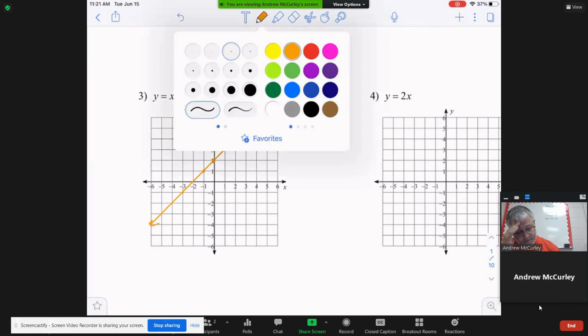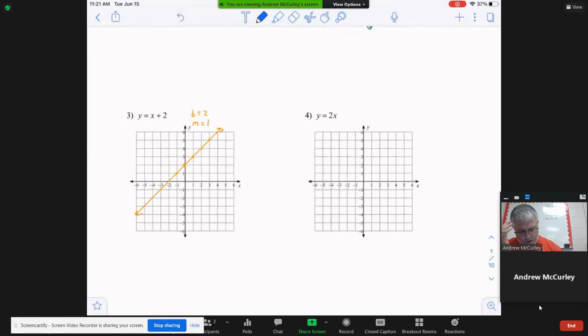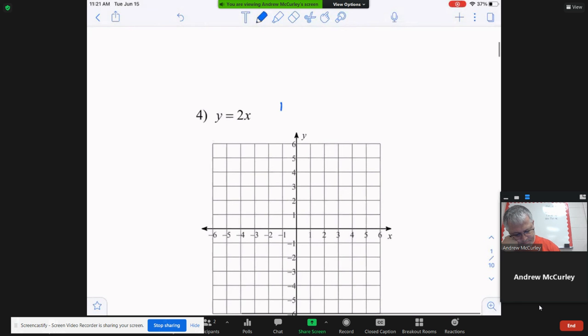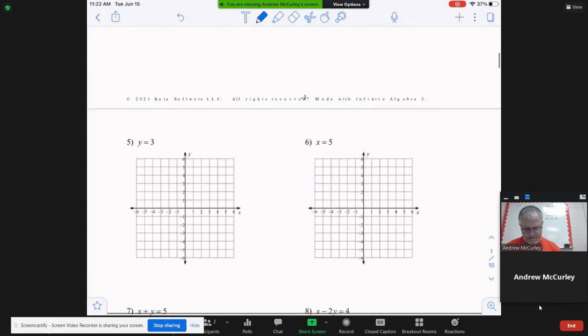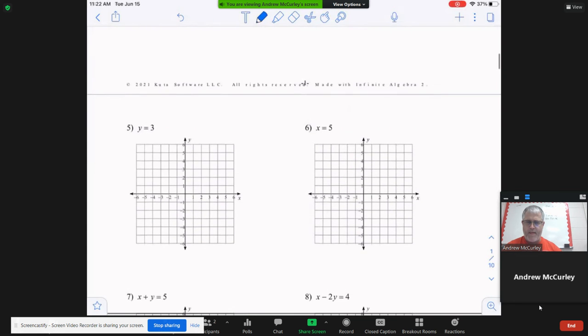And then on the last one, we know our slope is 2. We do not have a y-intercept on this one, so that's going to be at the origin, at 0. So up 2 over 1, up 2 over 1, up 2 over 1, down to the left 1, down to the left 1, down to the left 1. A positive slope, there's our line. Okay, I hope that's not new, and I hope that's something that you've seen before.